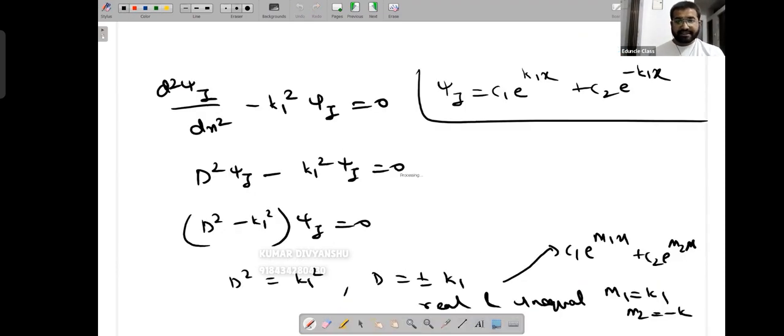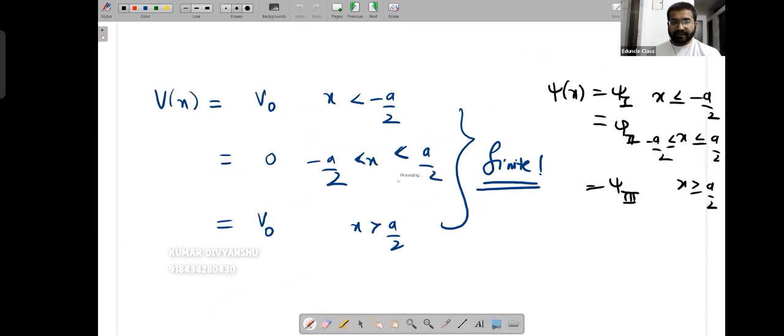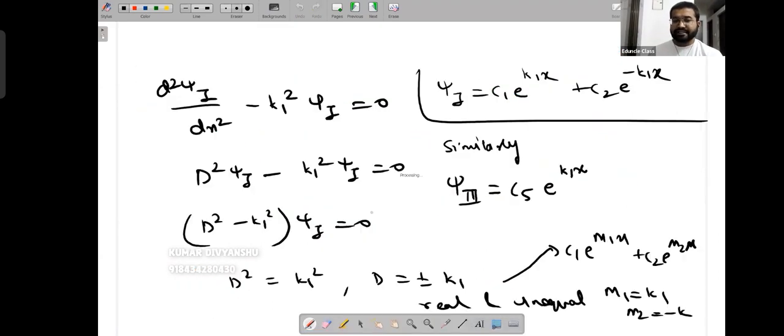Proceeding ahead, I will use a similar approach. In region 3 also, do you think anything will change except the constants? Again, I will keep C3, C4 for region 2, and I'm using C5 here. K1 will also remain the same. Why? Because nothing is changing, even in region 3 you have V0 potential. So potential is not changing. The idea will still remain the same.